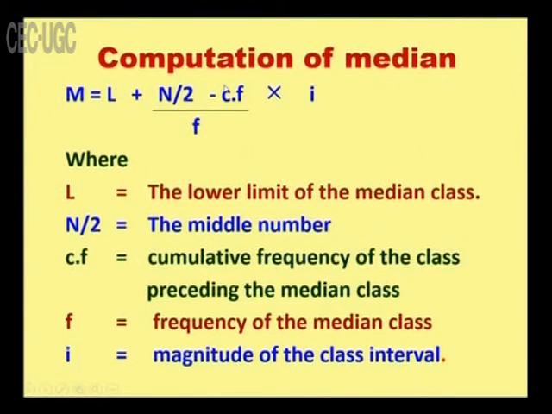And now, how shall we calculate the median in a classed interval? There is a small formula: m is equal to L plus (n by 2 minus Cf) by f into I, where L is the lower limit of the median class, n by 2 the middle number, Cf the cumulative frequency of the class preceding the median class, f is the frequency of the median class, and I is the magnitude of the class interval.